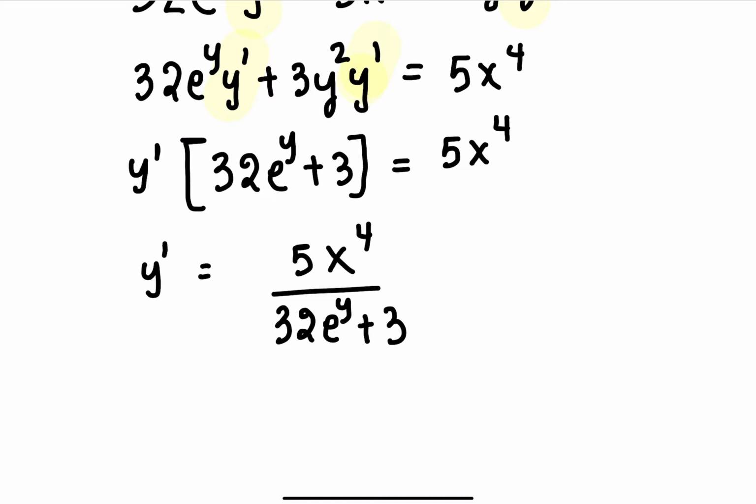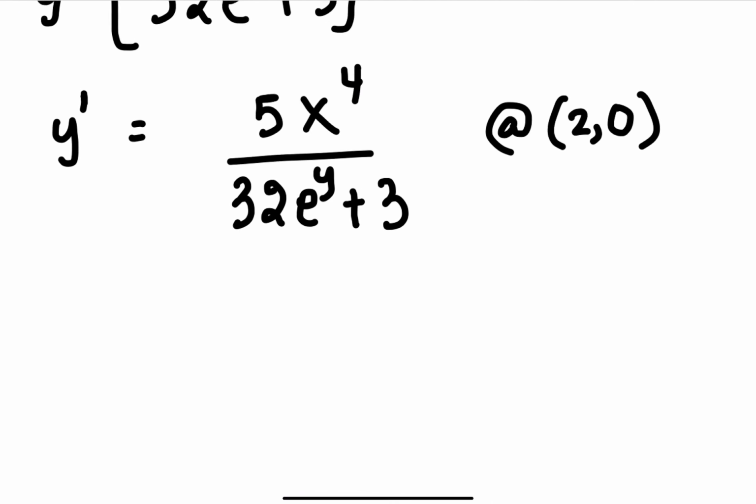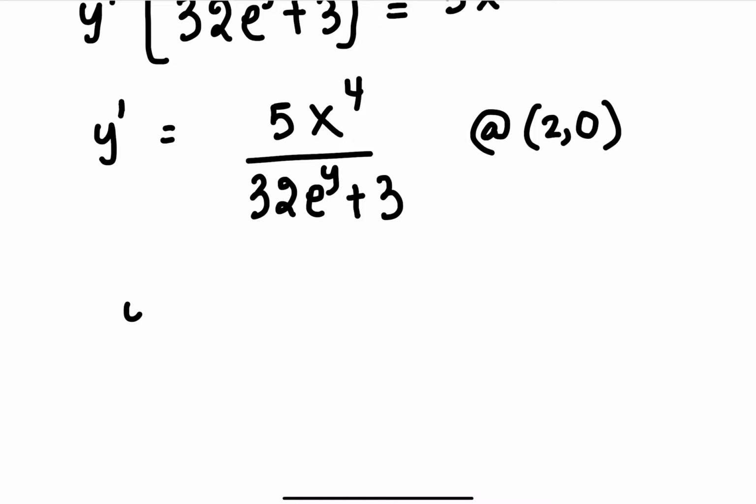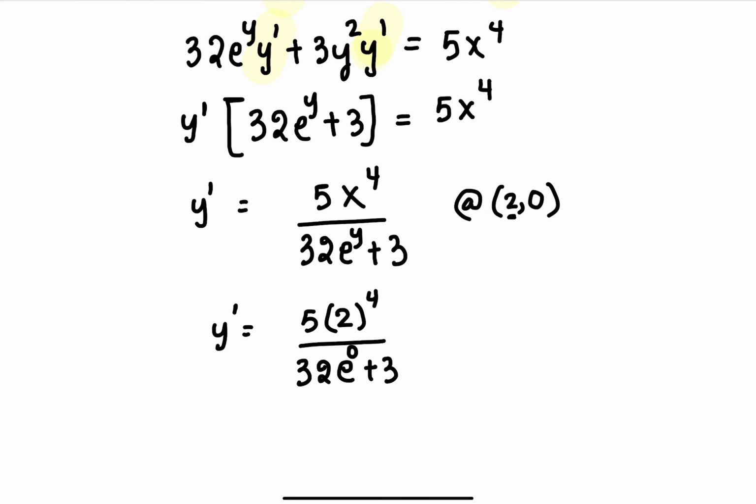We are not done yet. They're asking us to evaluate at 2 comma 0. Was that 2 comma 0? Yes, 2 comma 0. Now what do I do? Luckily in this case, I have my x and y. 5, what is my x? 2 to the power 4, plus 32, my y is 0, e to the power 0, plus, oh, there was 3y. This was y squared, sorry. There has to be a little y squared here.